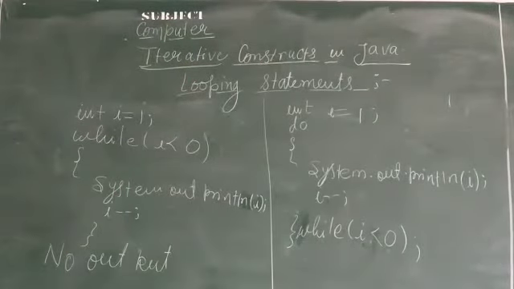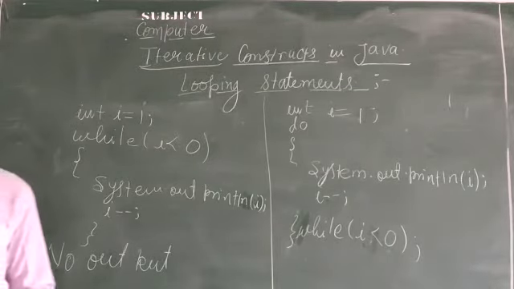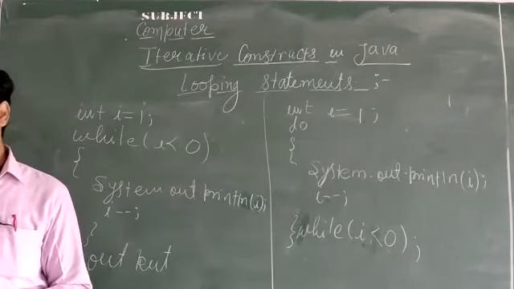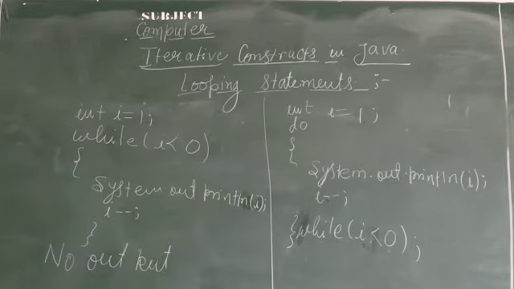Now the second point. In while loop, if the condition is false at first iteration, then loop body will not be executed.